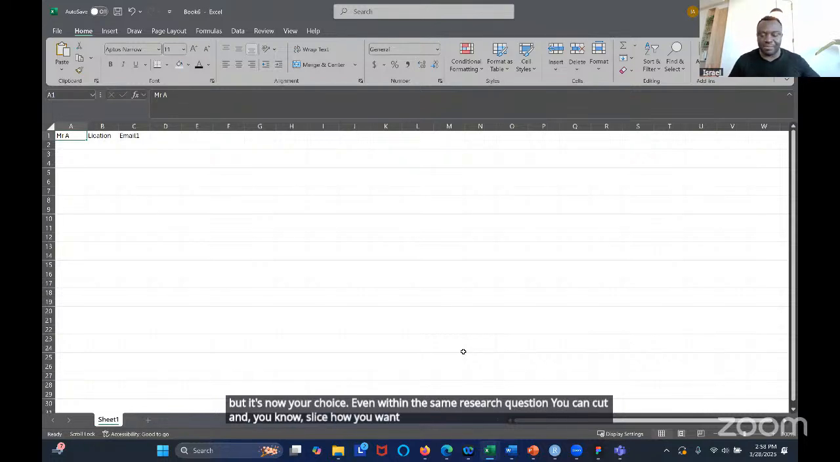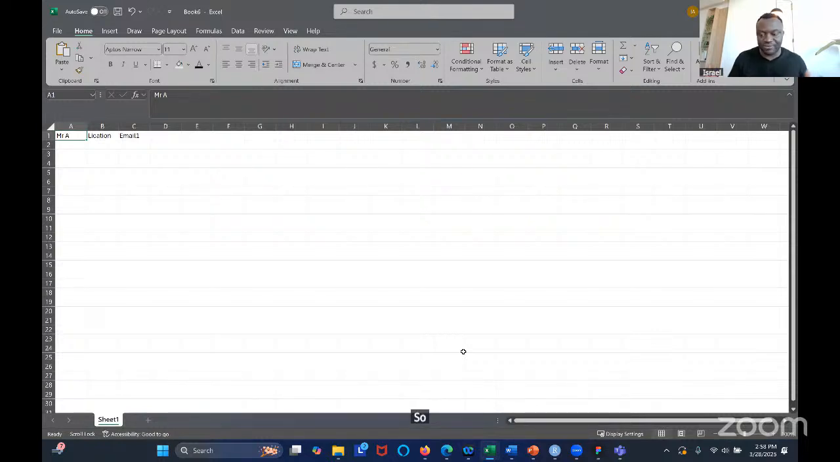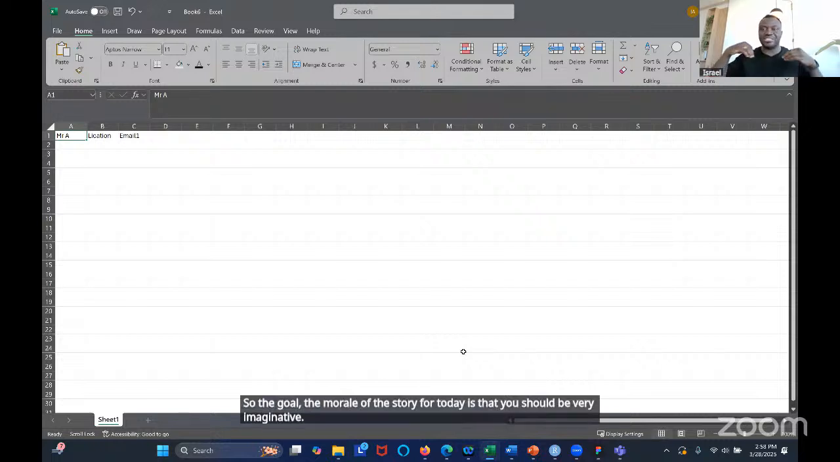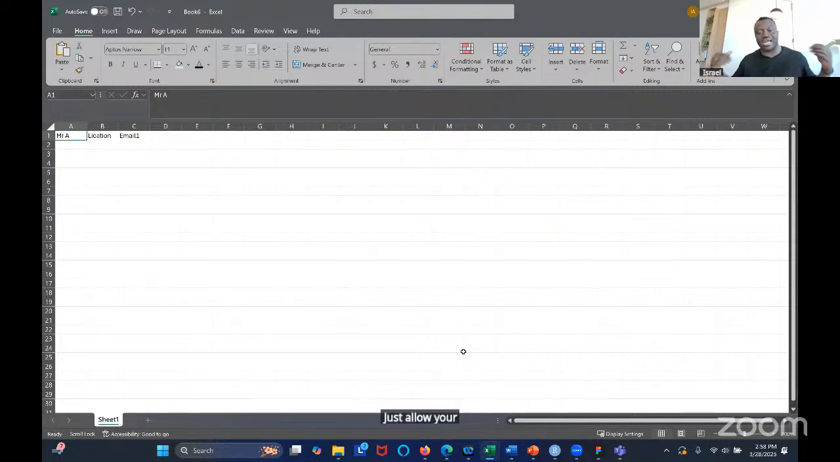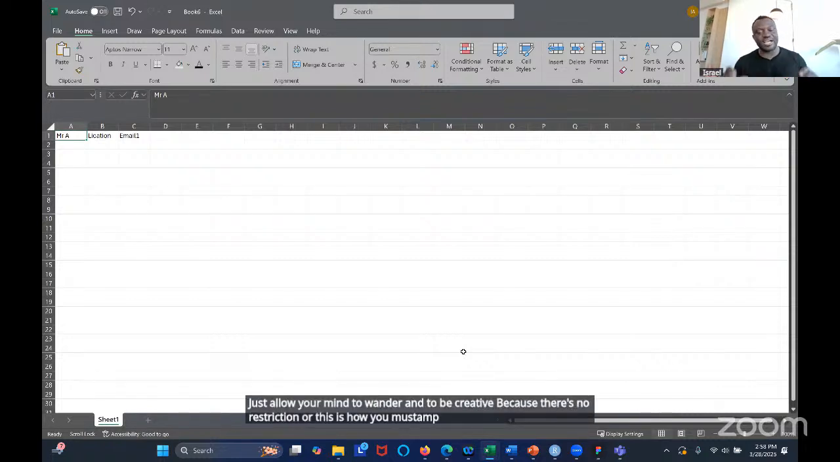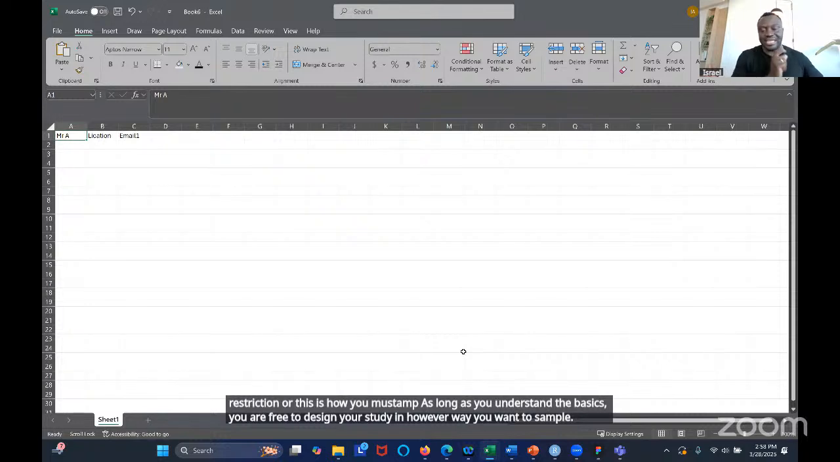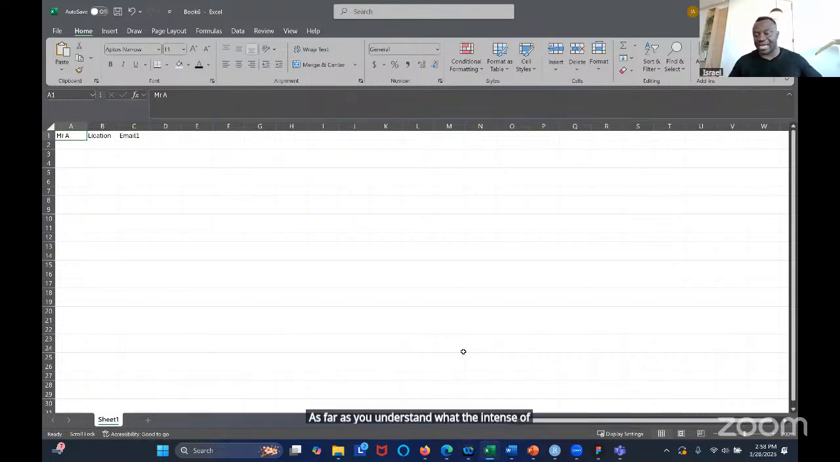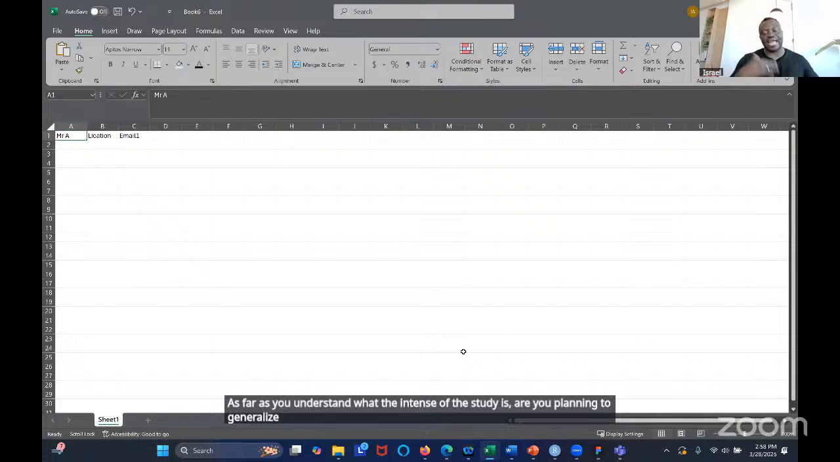And remember, it's both science and an art. So the moral of the story for today is that you should be very imaginative. Just allow your mind to wander and to be creative, because there's no restriction that this is how you must sample. As long as you understand the basics, you are free to design your study however you want. As far as you understand what the intent of the study is, are you planning to generalize or not to generalize? And then you can go from there.